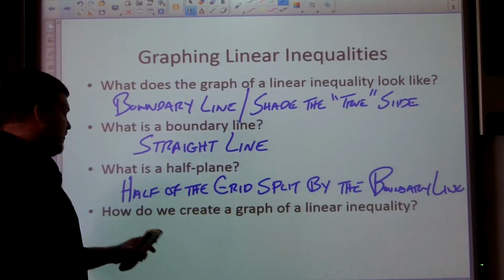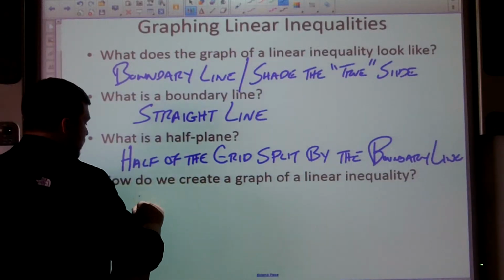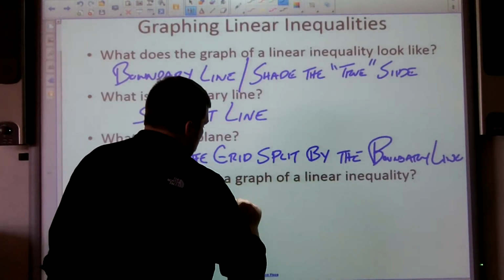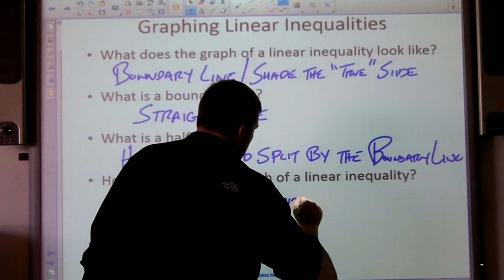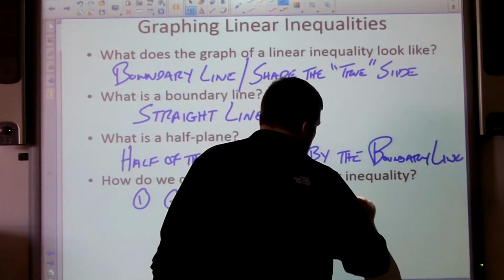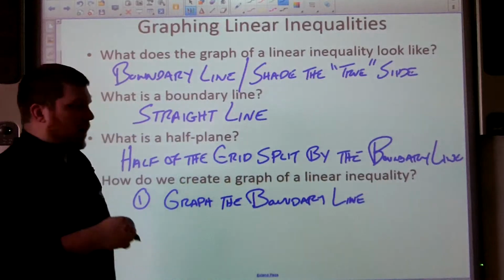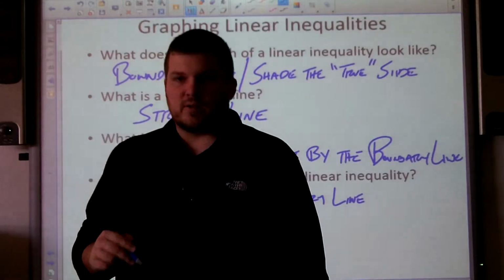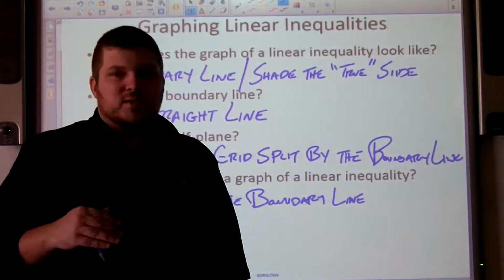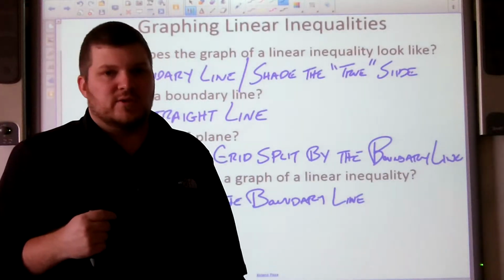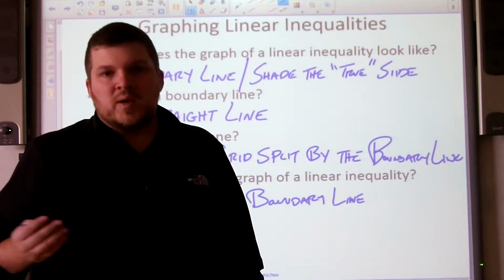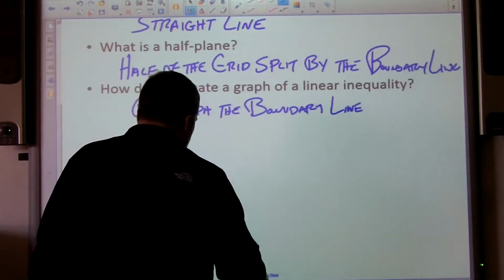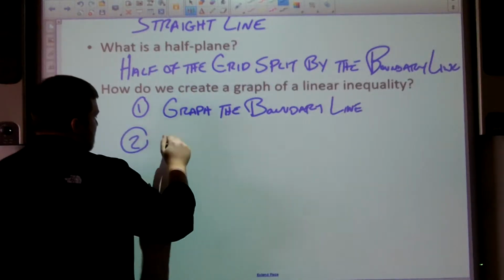And then how do we create a graph? First, we're going to graph the boundary line, and then we're going to pick a test point. Our test point cannot live on the boundary line. You also want to pick a nice point. Typically (0, 0) is nice if it doesn't live on the boundary line. If it does, pick another nice point like (1, 1) or (2, 1), something that's easy to work with. So test a point.